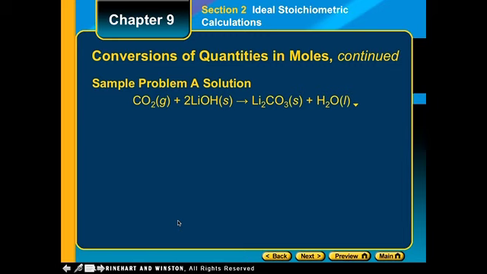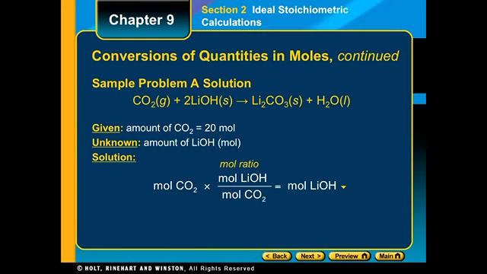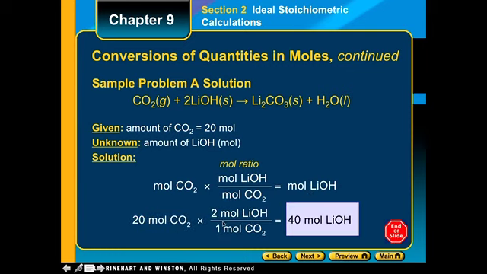using the given equation, the amount of CO2 is 20 moles, which is the given, and the unknown is LiOH. The solution using the mole ratio: moles of known times the mole ratio, unknown over known, gives the number of moles, 20 times 2 over 1, resulting in 40 moles of lithium hydroxide.